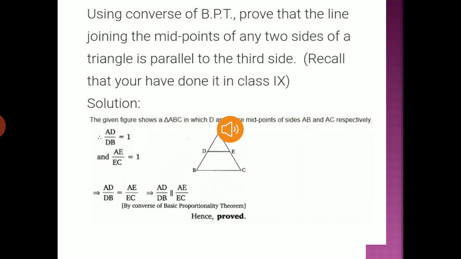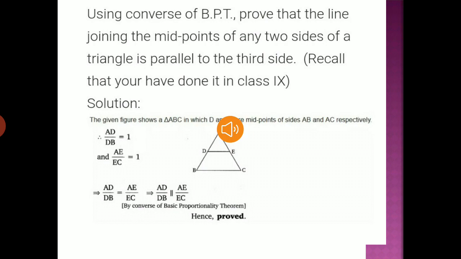Next question. By using a converse of BPT, show that or prove that the line joining the midpoints of any two sides of a triangle is parallel to the third side. By using the same midpoint theorem that you have done in the 9th standard. Here, it is the converse of the previous sum. They have given DE is parallel to BC.